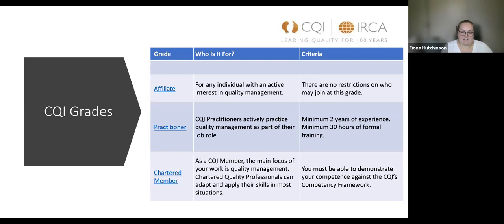So we have 3 grades that are available for our new members. We have the affiliate grade, which is available for anyone with an interest in quality management. There's no restrictions or requirements for this grade. You can just go online, put in your information, pay the fees, and then boom, that's you done. For the practitioner grade, this is for people that are actively practicing quality management as part of their job. We require you to have at least 2 years of experience in the quality sector and at least 30 hours of quality related training. We can go over the ins and outs of those requirements if people are looking at this grade throughout this webinar.